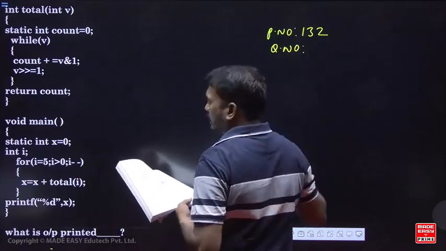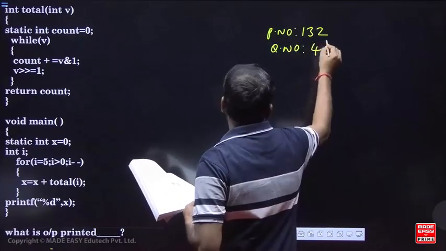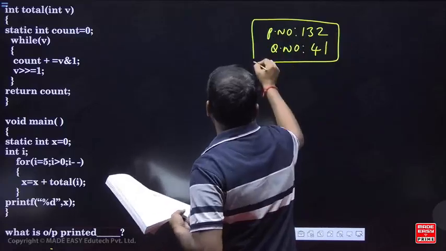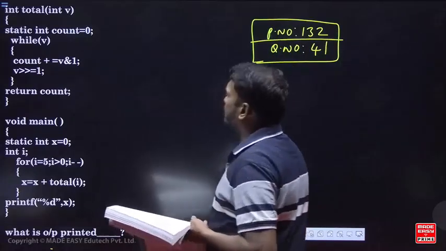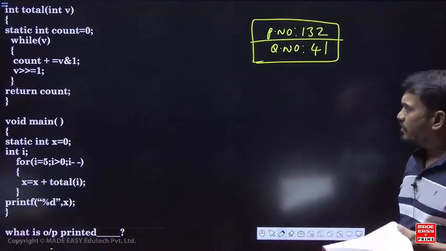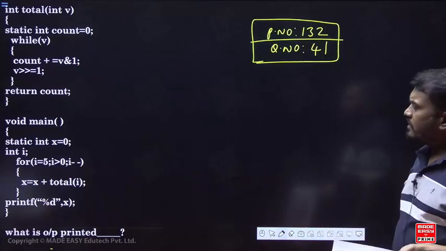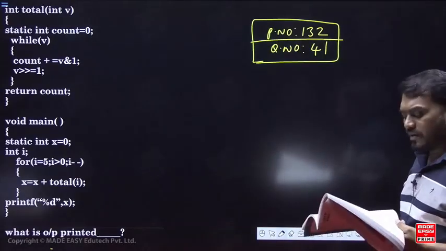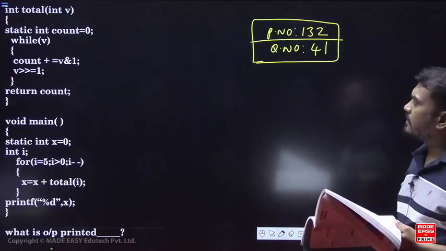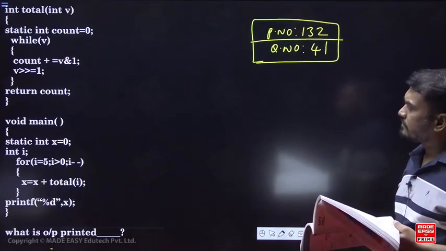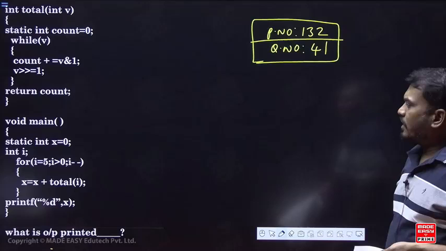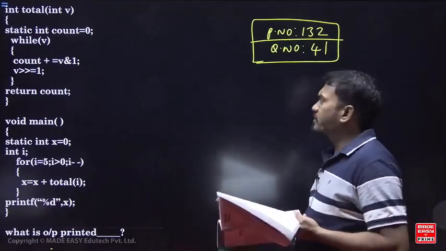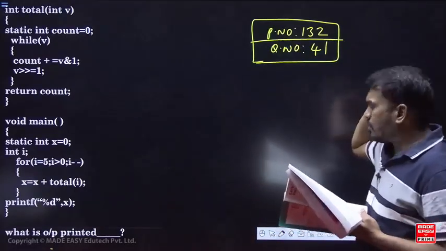Question number 41. This is one of the good questions based on bitwise operators and a static variable. Bitwise operator is there and the static variable is there. You can directly open this from the workbook, page number 132, question number 41.